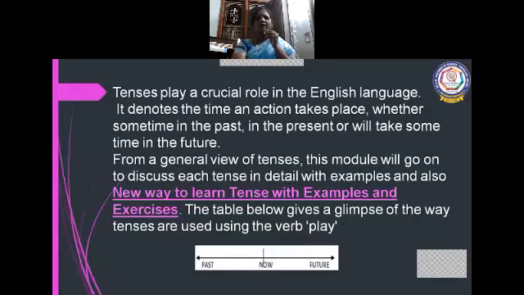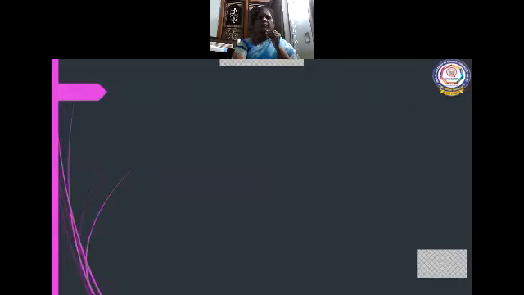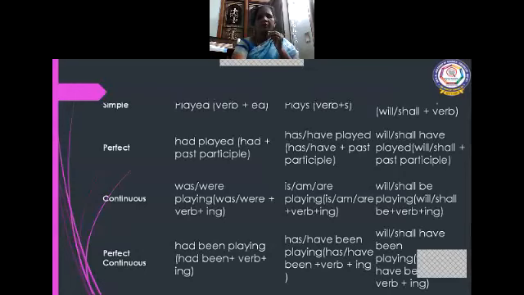So past, now, future. Simple past, present, future. Simple past: played, verb plus ed. And when you're taking simple present tense, for third person, he, she, it, name of a person, you will be writing play plus s. And for the remaining persons, you will have only play.